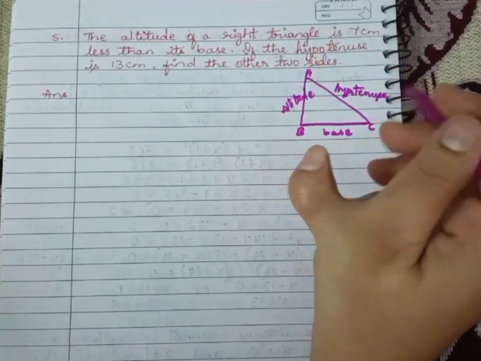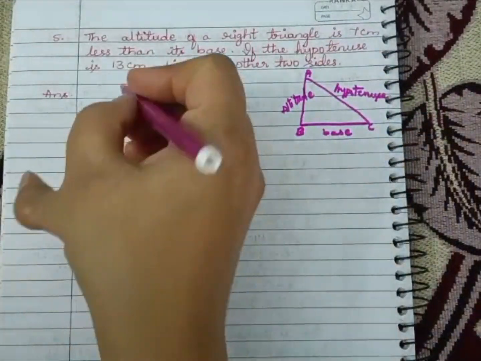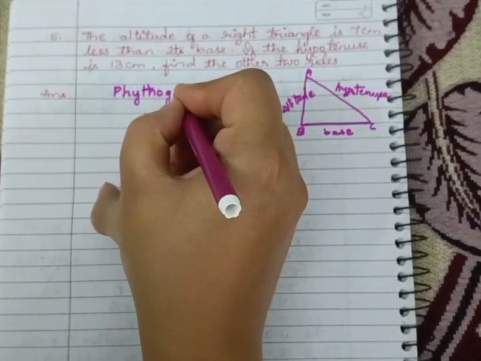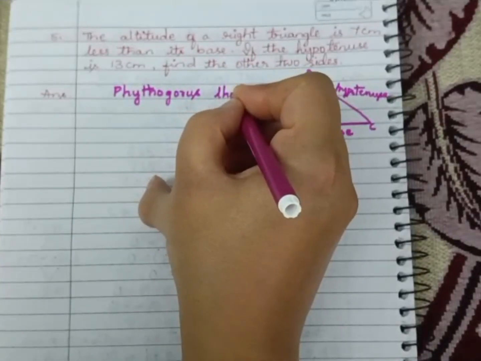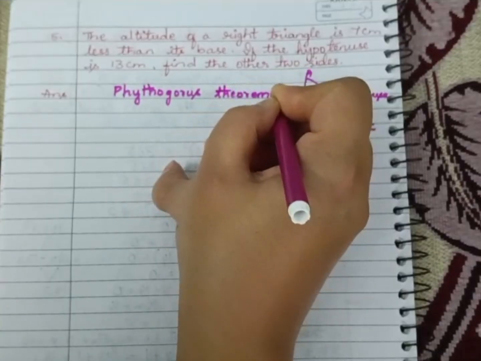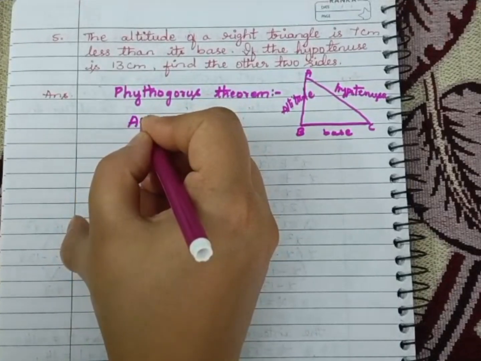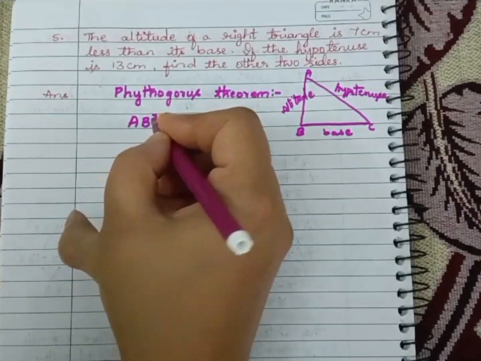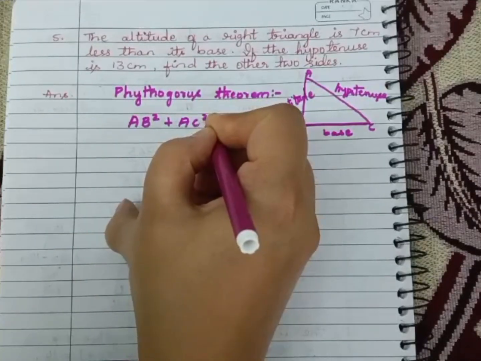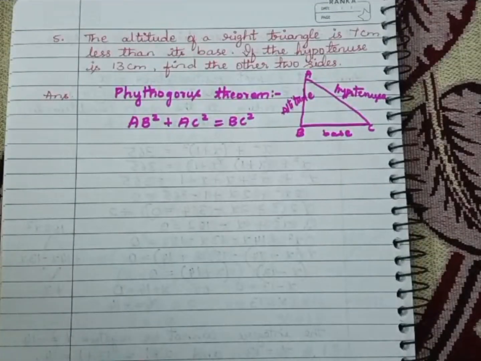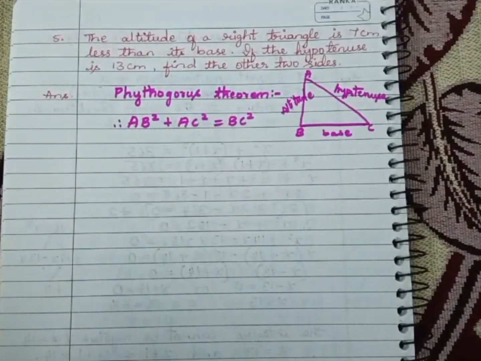So this sum is based on Pythagoras theorem, and the formula for that equation is AB square plus AC square is equal to BC square. Now let us start with the answer.